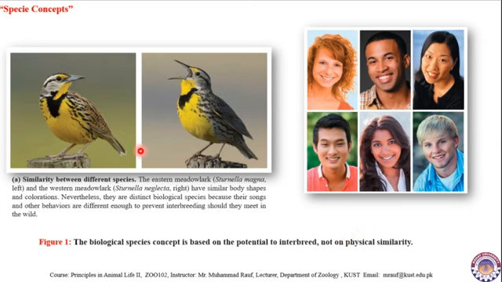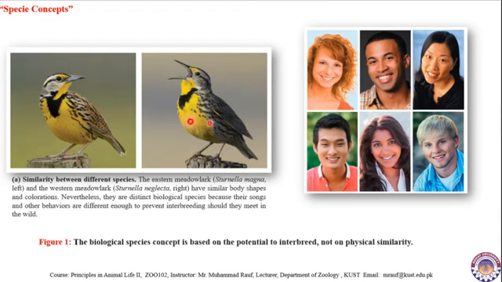Now here, in the beginning we discussed that nowadays only the similarity in the phenotype is not regarded as a criteria for classification. There are several other features which are considered. So here is an example.